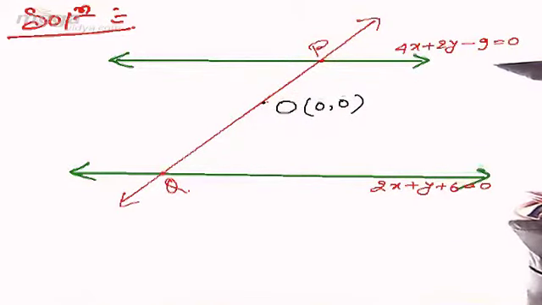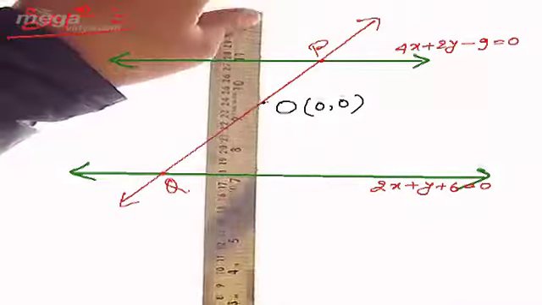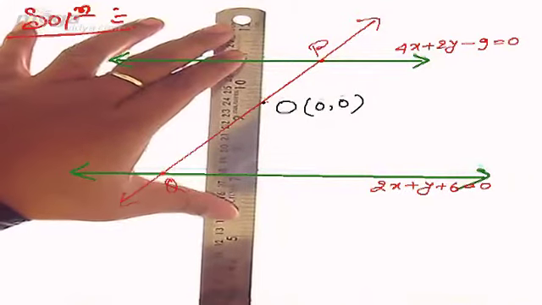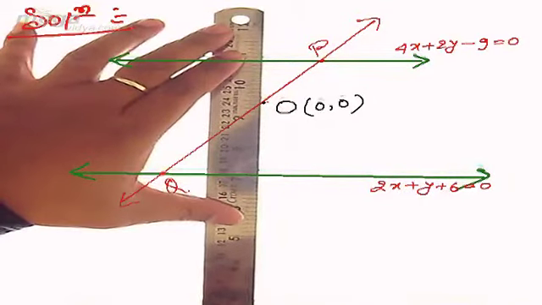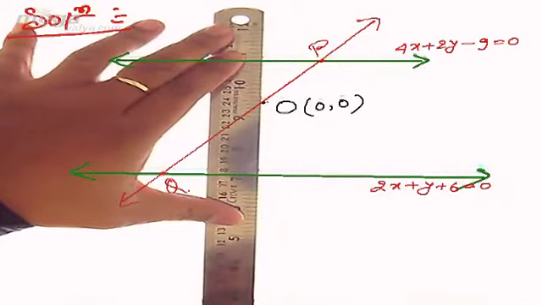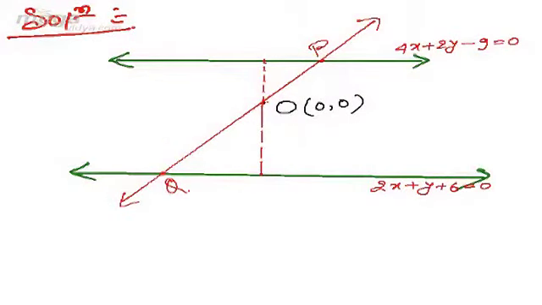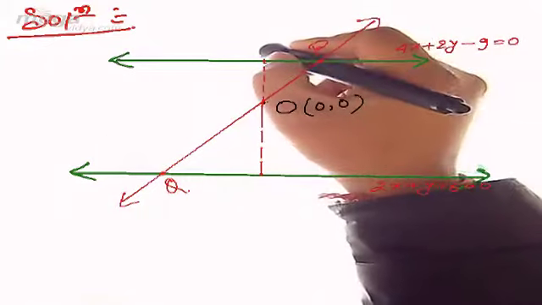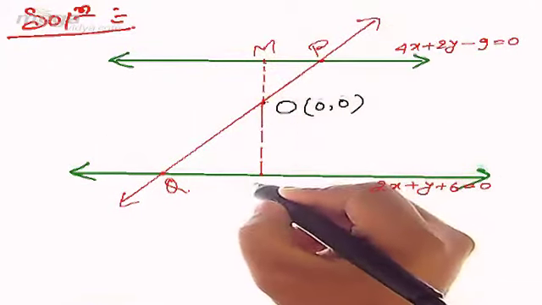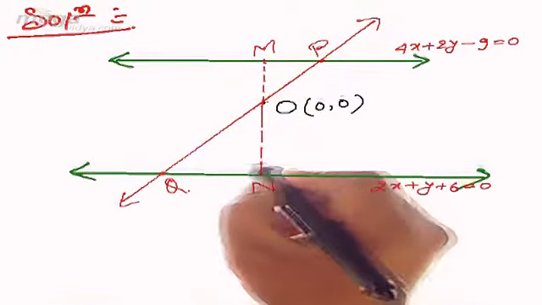Now student, what we will do here, just remember class 10th or 9th. You did similar triangles in geometry. We will use that property here. See, because the first line and second line are parallel, I am drawing a perpendicular through O. Suppose this perpendicular through O intersects the first line at M and the second line at N.